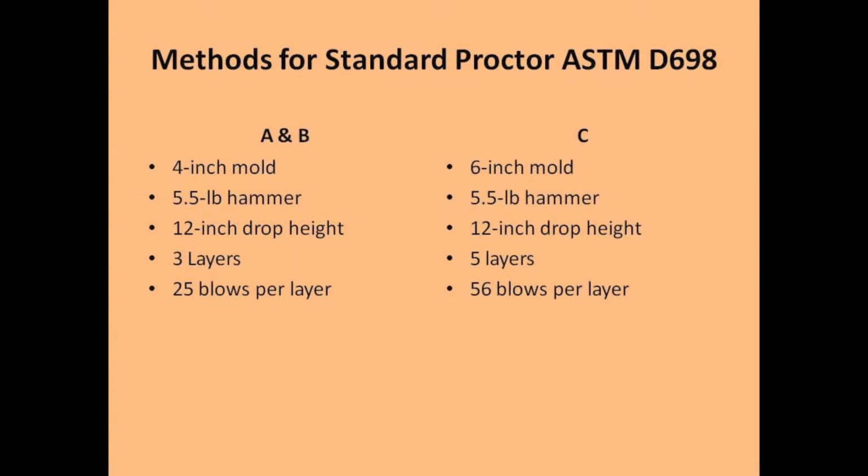Method A and B require the 4-inch mold, a 5.5 pound hammer with a drop height of 12 inches, 3 layers, and 25 blows per layer. Method C requires the 6-inch mold, the 5.5 pound hammer with a drop height of 12 inches, 5 layers with 56 blows per layer.